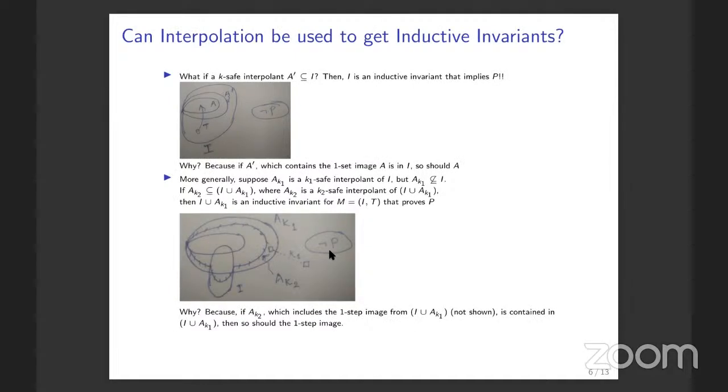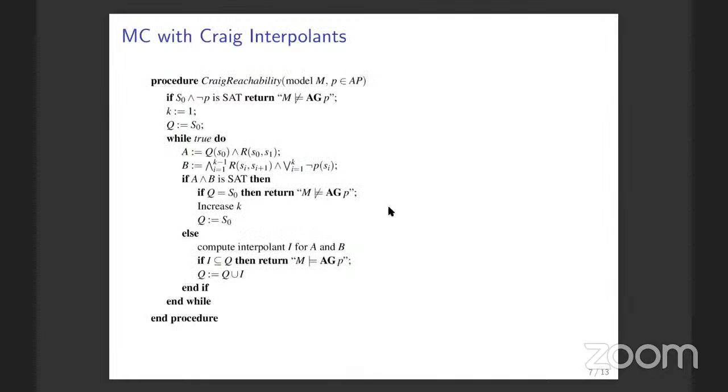So here is the procedure, which is actually given in the book. This is all in chapter 10. All this discussion that I'm having now is the topic of chapter 10 in the book. He calls it CraigReachability. So S0 is the initial state.